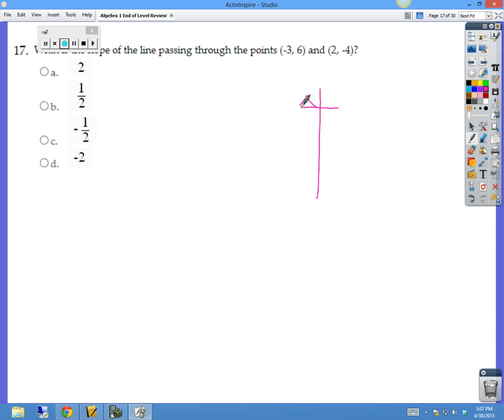If you make your table x, y, and you go negative 3, 6, 2, negative 4, these changed from a 6 to a negative 4. That changed, that's going down, and it changed 10 times. From a negative 3 to 2, that's going up, and that changed 5 times. But you always do your y's divided by your x's, so it's still going to be a negative 10 divided by 5.